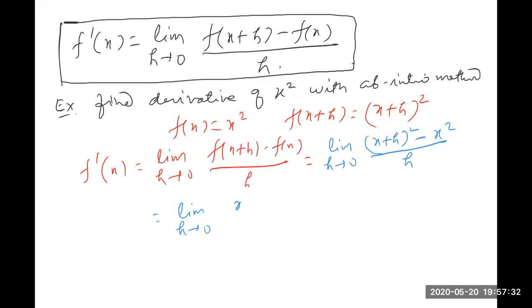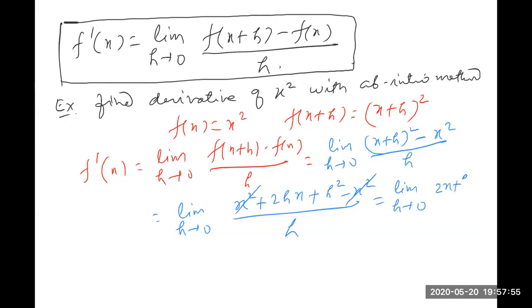So this is equal to limit, expand this: x square plus 2hx plus h square minus x square upon h. So this will cancel. So what is left? Limit h tends to 0, this h will cancel, 2x plus h. Now h is 0, so this will be equal to 2x. That is our answer. So that is why the derivative of x square is 2x. So the differential coefficient d/dx of x square is 2x.